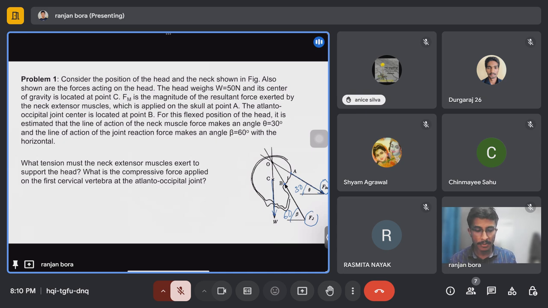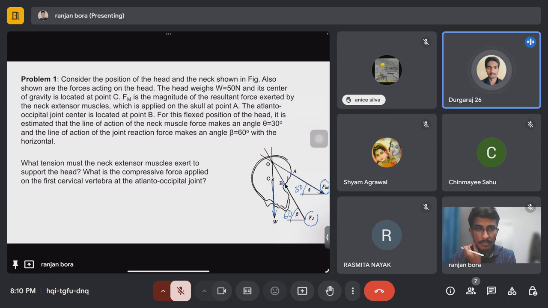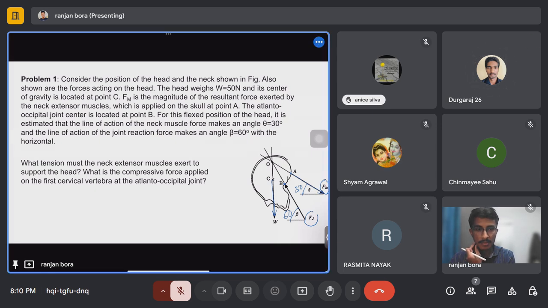Is the problem clear to everyone? Have you understood the problem? Sir, no, sir. Which part you didn't understand?